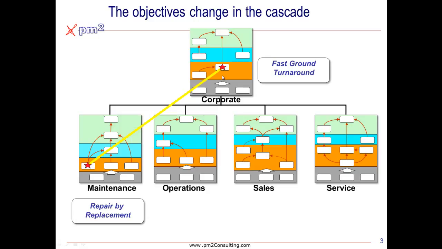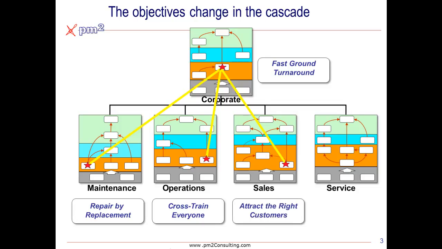On the other hand, operations' contribution might be something like cross-train everyone. So if I'm having some luggage handling problems, the people that check you in can run down and help move luggage around. Sales' objective might be something like attracting the right customers, because if I have someone who's expecting a first-class seat and drinking champagne and orange juice, they're going to be complaining and causing the turnaround time to slow down. Likewise, maybe service's job is to enable self-help, self-check-in, and so forth. So this is an architecture of what we call contribution.